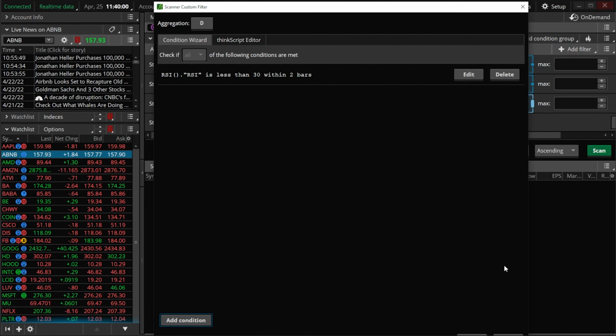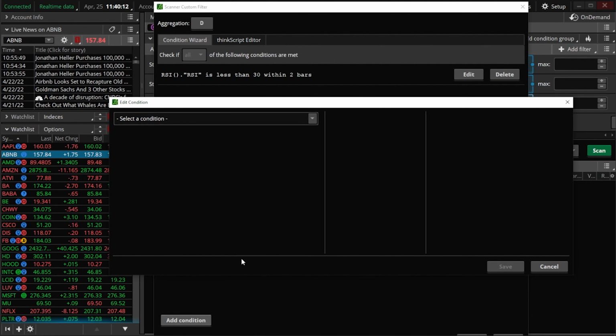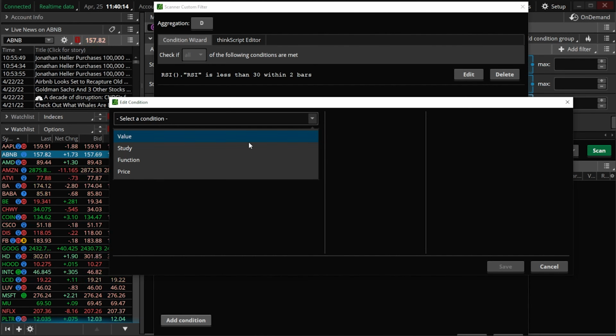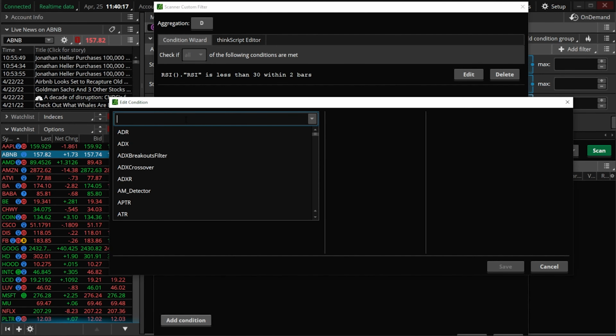Now, in order to finish that off, what I next need to do is say not only had it been oversold in the last 2 days, but it's recently crossed back above oversold within the last day. So coming down here, I'm actually going to add an additional condition. I'm going to come up here and select a condition. It's going to be a study condition. I'm then going to search for RSI just like before. Find it in the list, go ahead and select it.